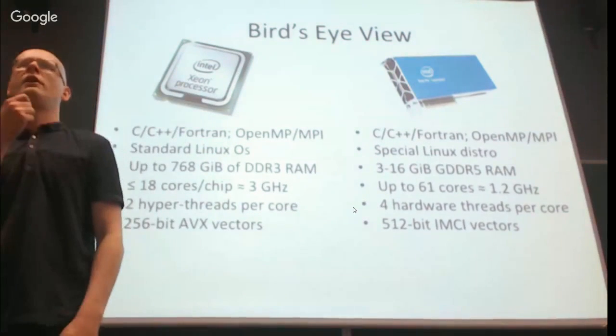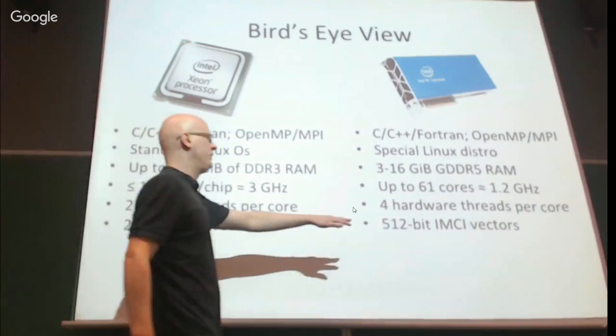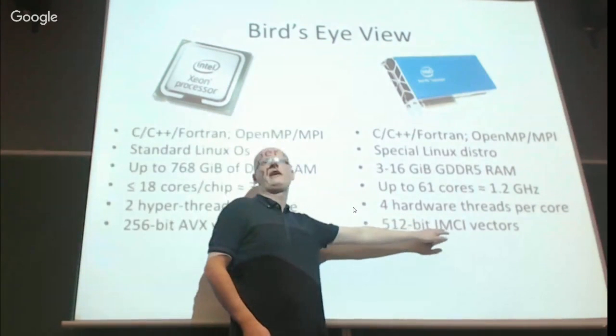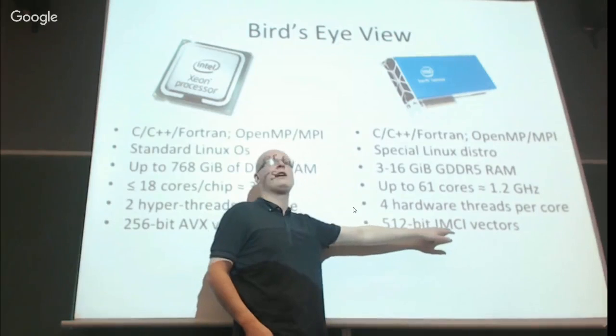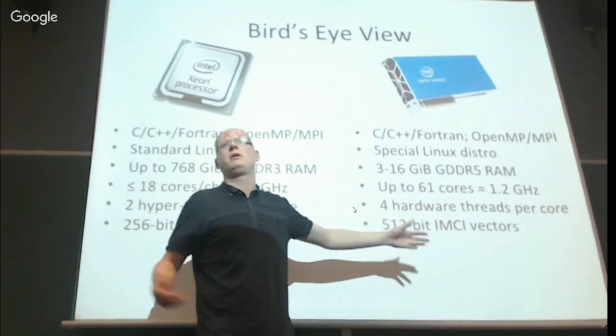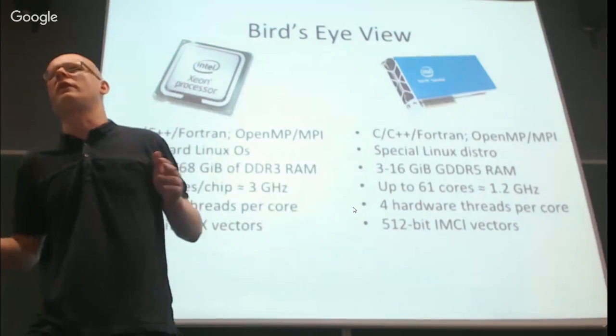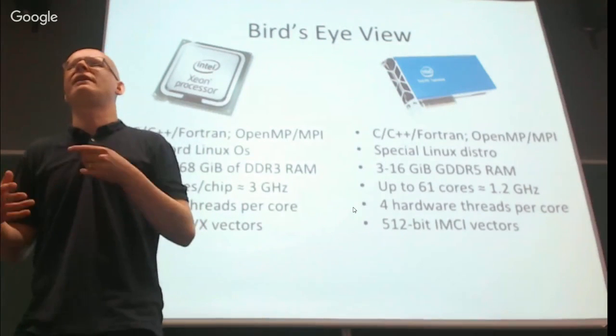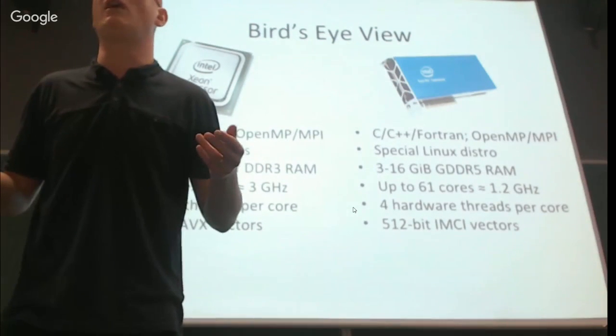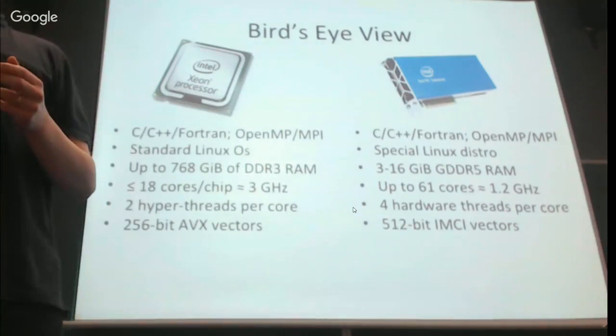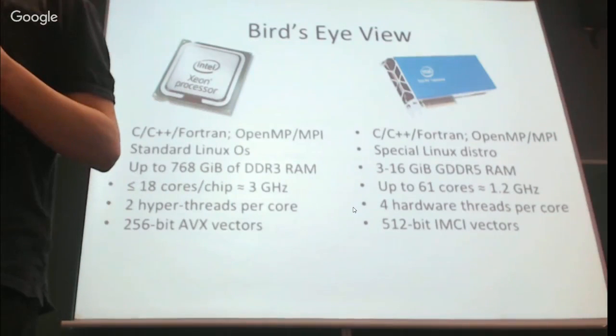512-bit vectors on the coprocessor. Okay. So this is an instruction set, a vector instruction set, IMCI. Let's call it IMCI for today. Nobody really gives it a name. It's just called the KNC vector instruction set. We can call it that as well, okay? Because it was never intended to be around for very long. It was just to fill in a gap between AVX2 and AVX-512.